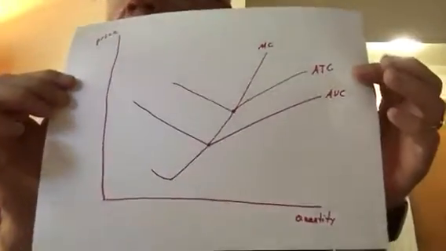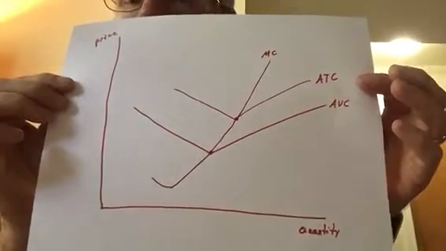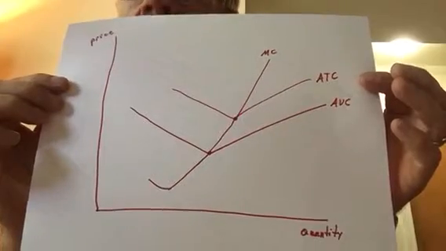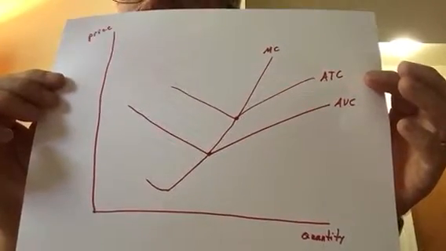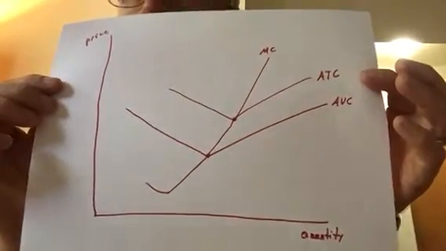Now, how do you draw MC then? You draw it coming down, and then it goes up, and it intersects these two curves at their low point. Take a second and draw that. I don't know if you draw ATC and AVC, but I'm going to hold this up for a sec. Now again, the check mark's important because you've got to draw MC through the low point.